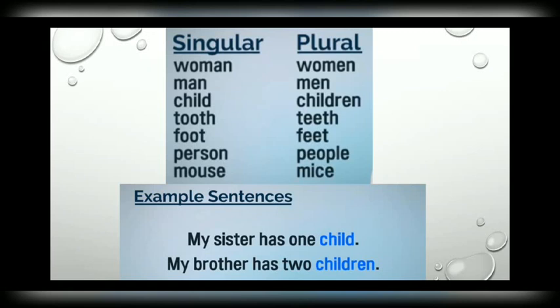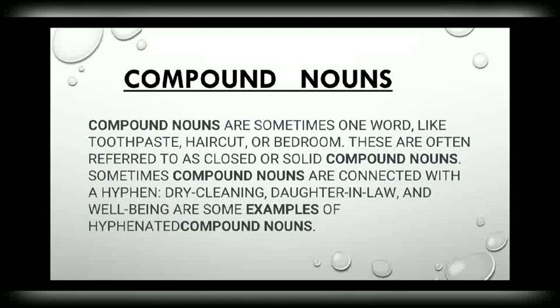Again, here are some examples, like child, children, person, people, and here is an example of an irregular plural noun. My sister has one child. How can we change this sentence into plural? My sister has two children. So child changed into children.